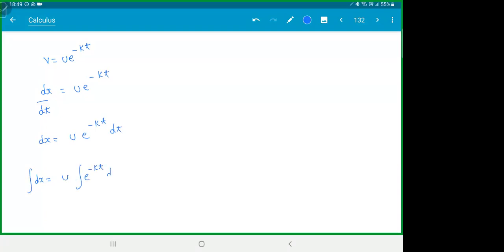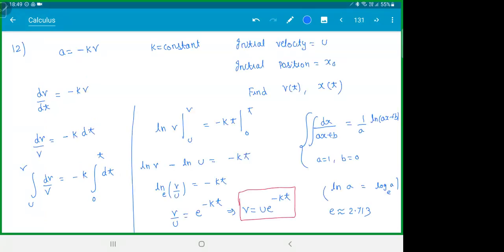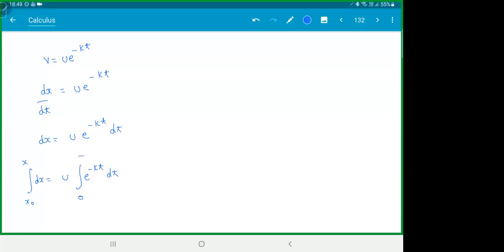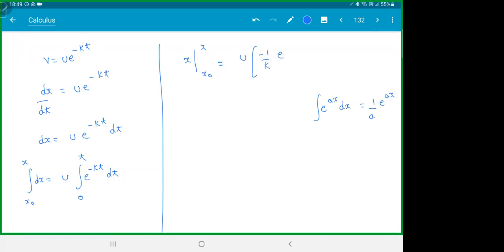I hope you remember e power ax integration. When time is 0, x is x naught, to x, and this is t. For people who forgot, the integral of e power ax dx was 1 by a e power ax. So here in place of a we have minus k. So minus 1 by k e power minus kt, integral from 0 to t.